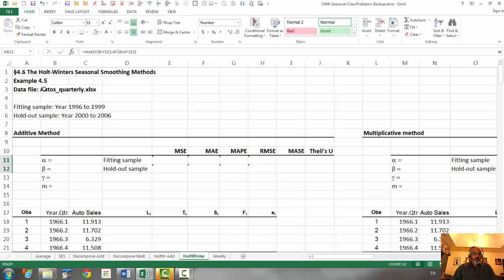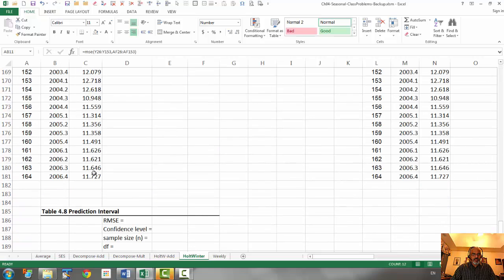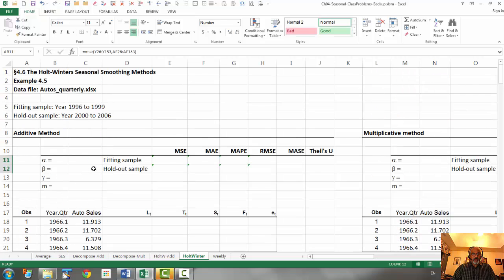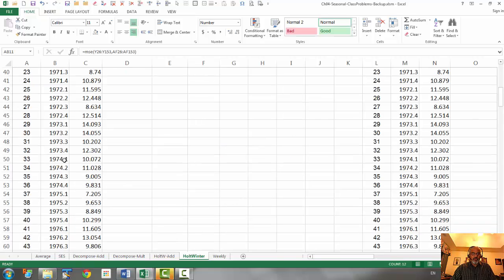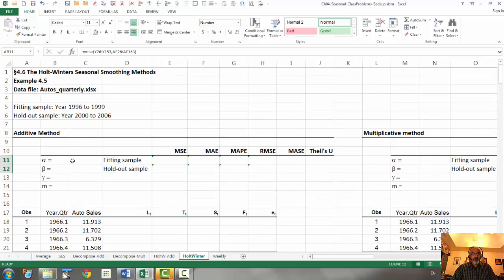So here the data file is autos quarterly. And here we have lots of observations, 164 of them. So we're going to split this up into two. One for estimation, the fitting sample, will be from 1968 through 1999, and the holdout sample is 2000 through the end, which is 2006.